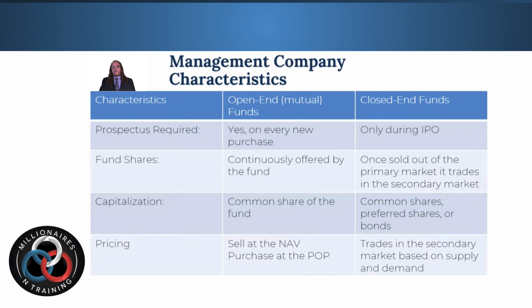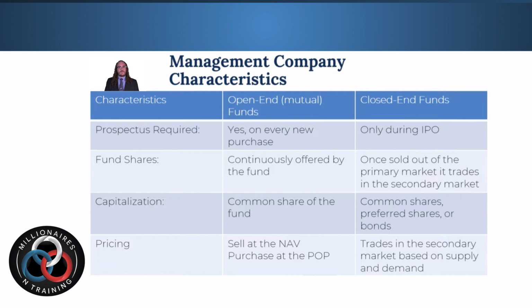With a closed-end fund, once it's sold out of the primary market, it then trades in the secondary market based on supply and demand. The biggest difference between open-end and closed-end funds is simply something referred to as capitalization. Capitalization refers to the investor's ownership of the fund portfolio. Anytime you invest in an open-end fund, regardless of what the fund invests in, your ownership is considered to be a common share of the fund. For a closed-end fund, they can capitalize through the issuance of common shares, preferred shares, and bonds by traditional corporations.